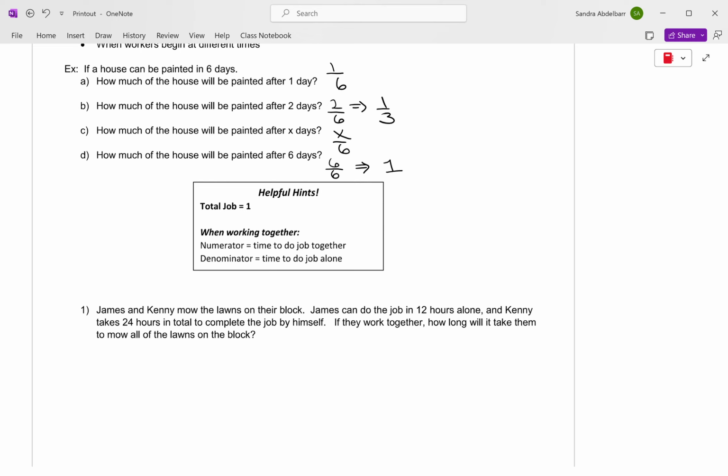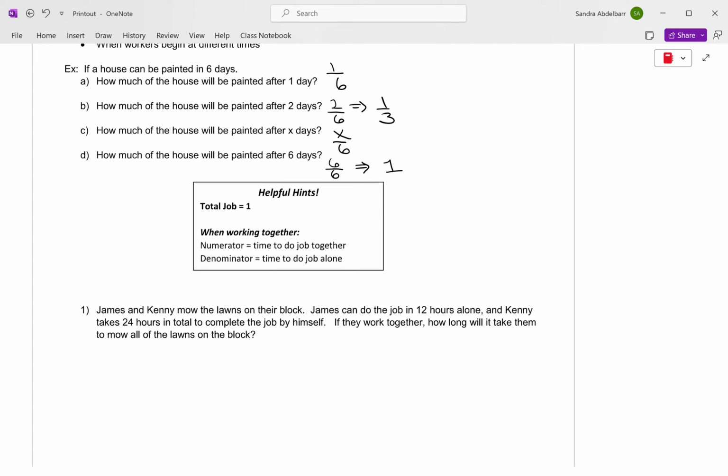Okay, so a lot of these word problems are going to be dealing with jobs and completion of jobs. And the reason I did this little preview here is for us to know a total job is completed when it equals 1. One whole job is completed. So it takes 6 days to paint. After the 6th day, it is completed. Numerator equals denominator. That is a completed job.